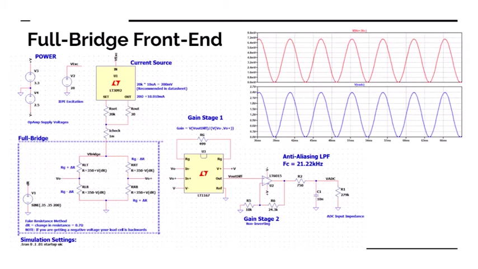Our full bridge front end has two stages of amplification. The first stage is an instrumentation amplifier, which is almost purpose-built for this application with a very high gain, and our second stage is a standard amplifier, providing the last little bit of gain to get us to our full ADC input range.